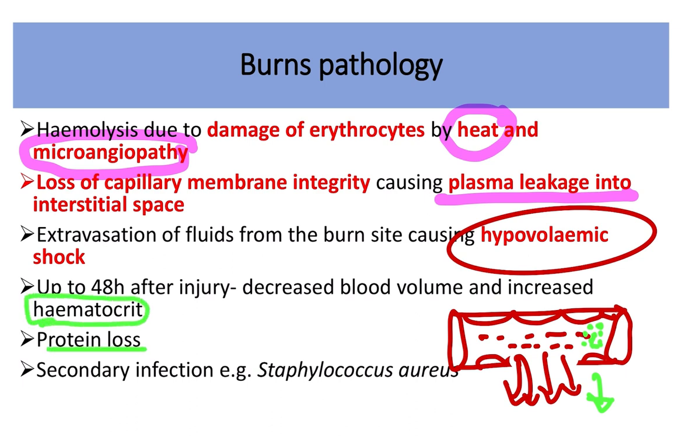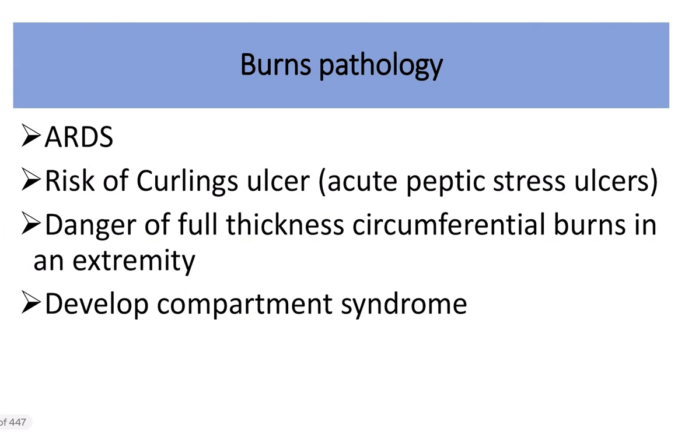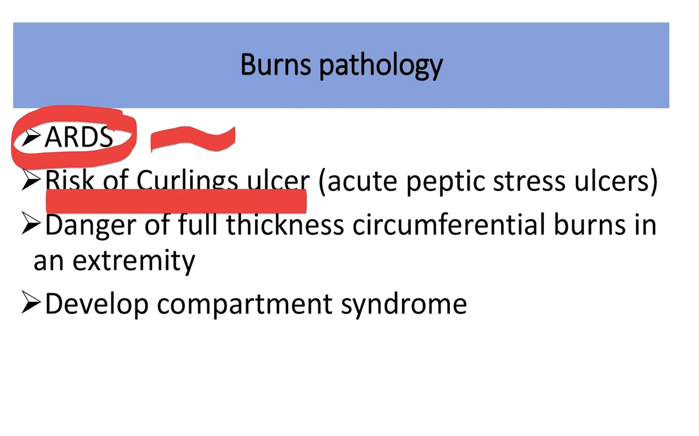Also there is protein loss, because we know the proteins, albumin, globulin, fibrinogen, prothrombin, and other plasma proteins, are also lost into the interstitial space. Secondary infection is usually caused by Staphylococcus aureus, Pseudomonas, and other pathogens. So what may develop? ARDS. What is ARDS? It is acute respiratory distress syndrome, or adult respiratory distress syndrome, which may develop. Also there is a risk of Curling ulcer.